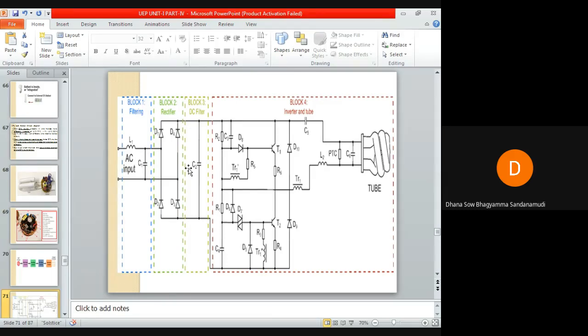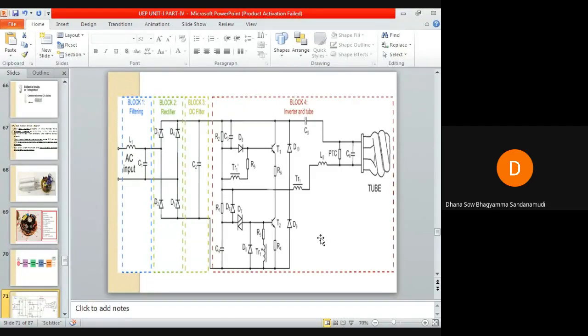Next is the inverter circuit. Once again I'm telling you this, the components in these blocks need not be the same for all manufacturers. The manufacturer can change any of these components within these blocks, but the blocks will remain the same. Okay, next one is the inverter circuit.